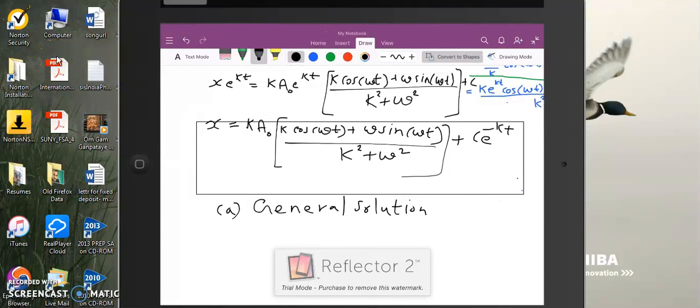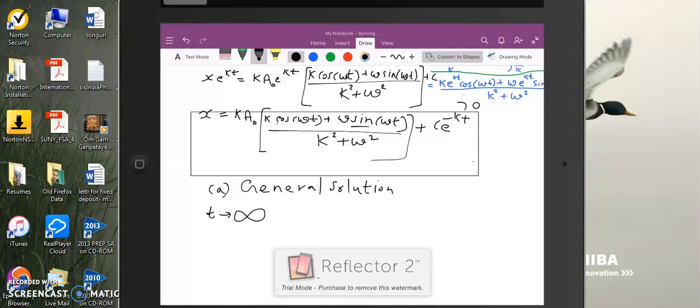Now, as time goes on, or when t goes to infinity, we know that this goes to 0. This goes to 0, and cosine and sine oscillate, so that does not affect our general solution. Therefore, in the long term, we know that the initial conditions will not make much of a difference. So that will be our answer to part B.